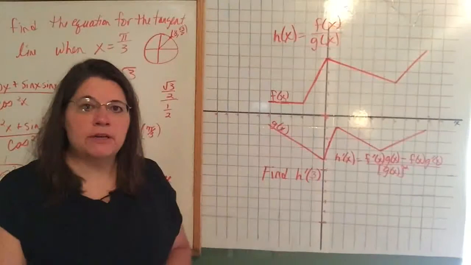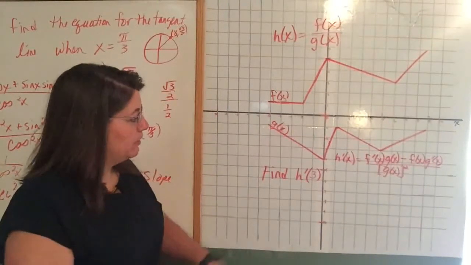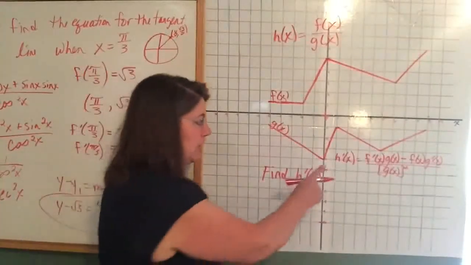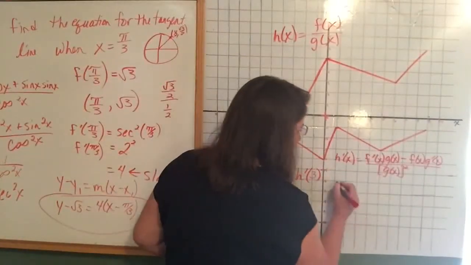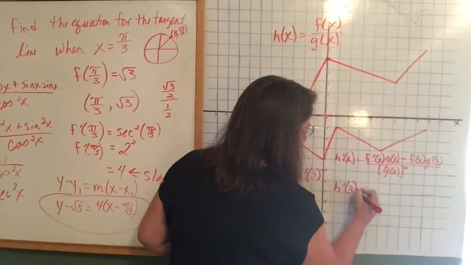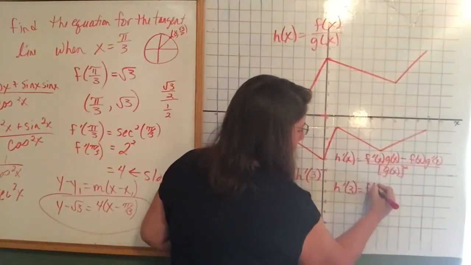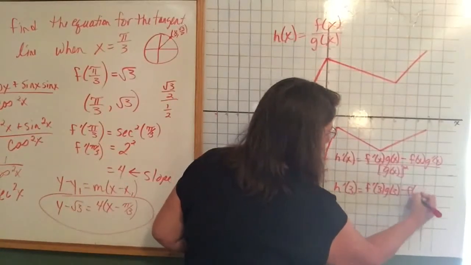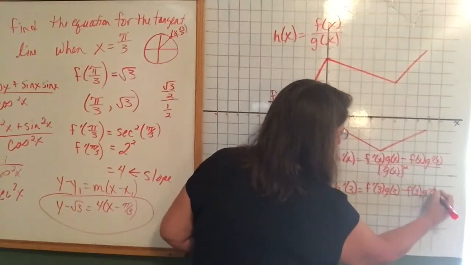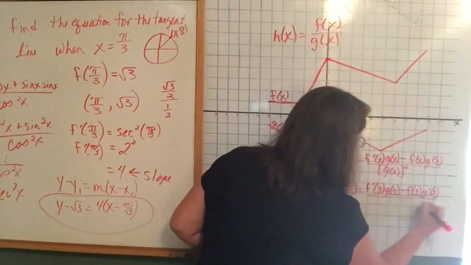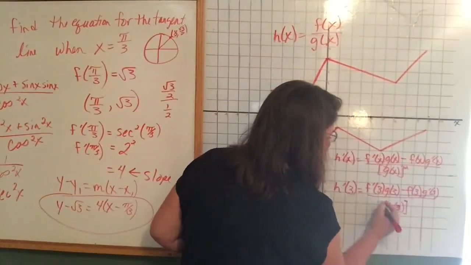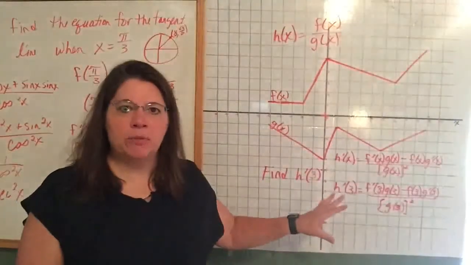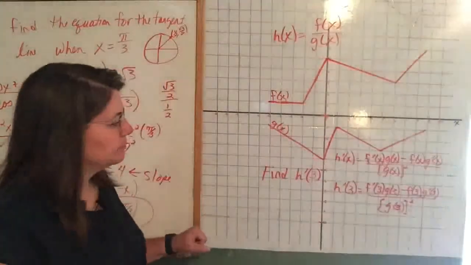So there's the derivative, h prime of x, and what they've asked us to do is find h prime of 3. So what I'm going to do here is every x that I have, I'm going to plug 3 in for it. So h prime of 3 is f prime of 3 times g of 3 minus f of 3 times g prime of 3 over g of 3 squared. Now, how am I going to plug into this information?